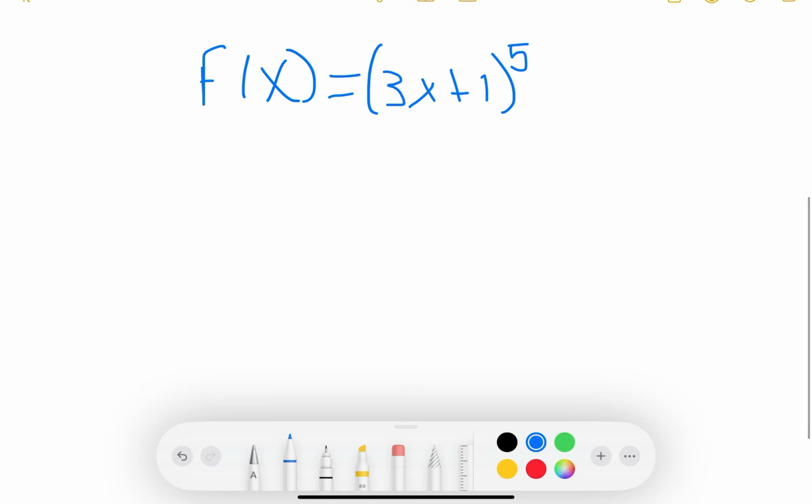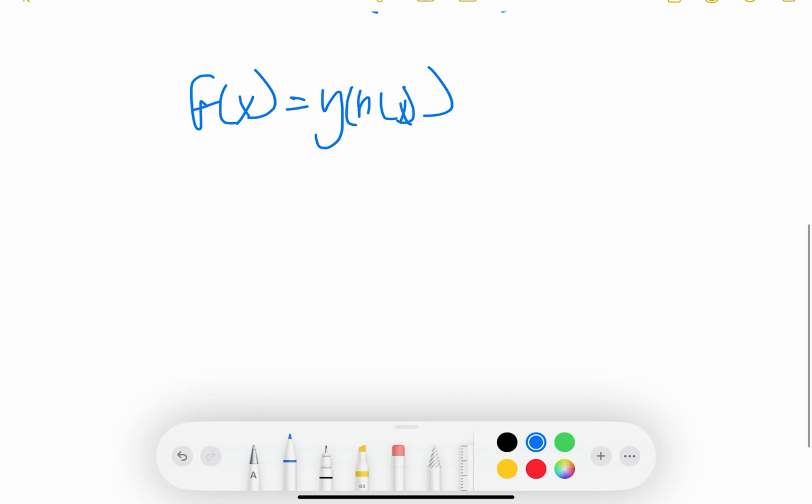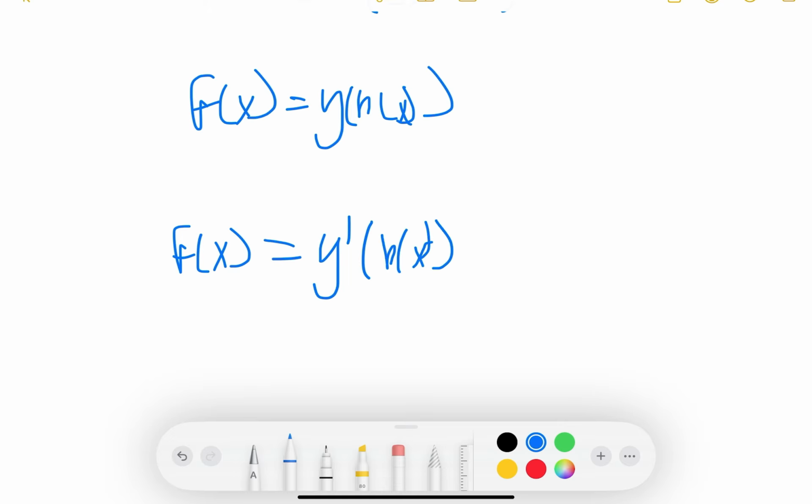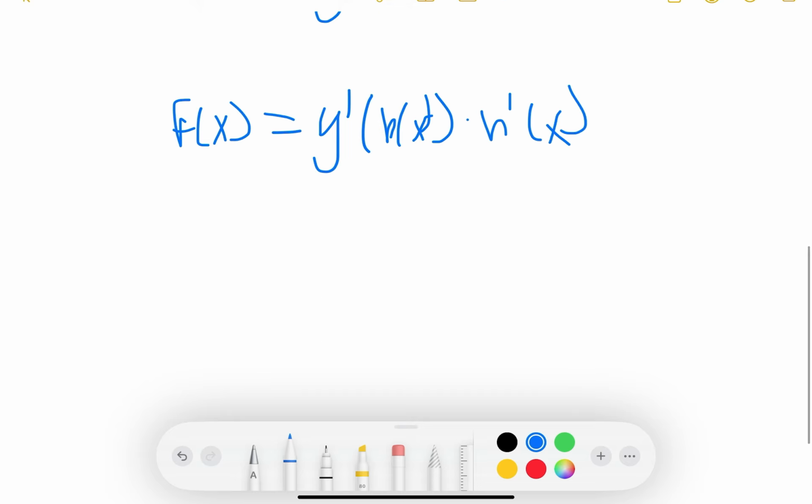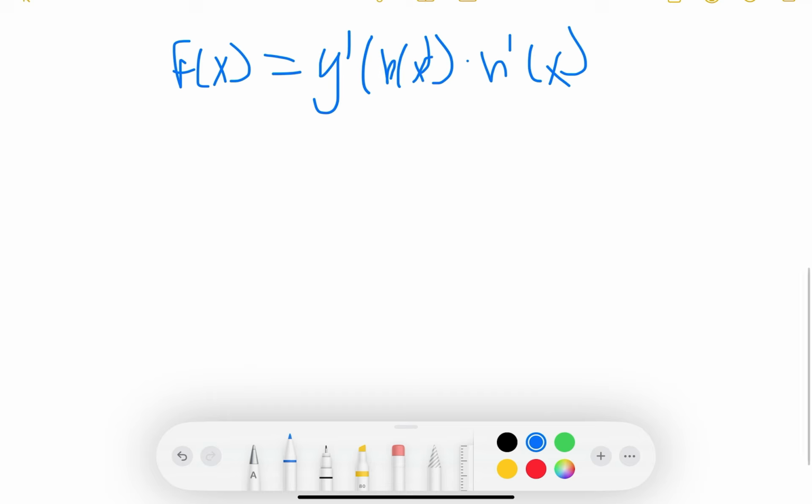And then here's the chain rule formula. So f of x equals g of h of x, then f prime of x equals g prime of h of x, times h prime of x. So in plain English, take the derivative of the outside, leave the inside alone, then multiply by the derivative of the inside. And so let's work this out.